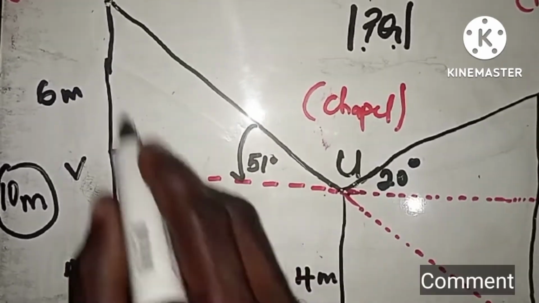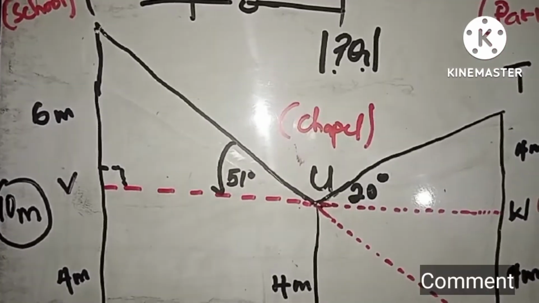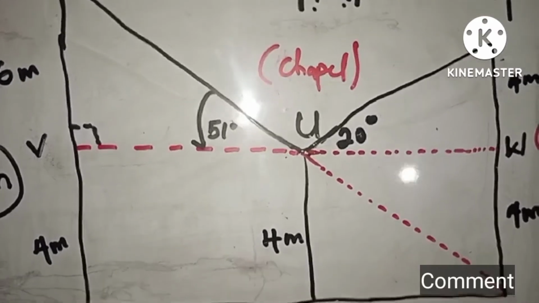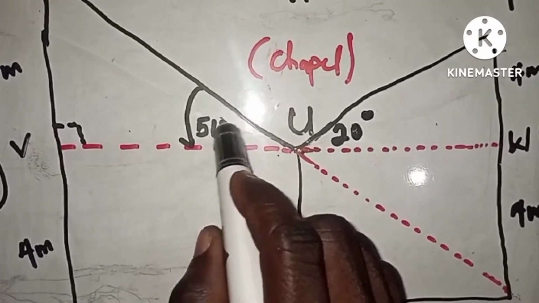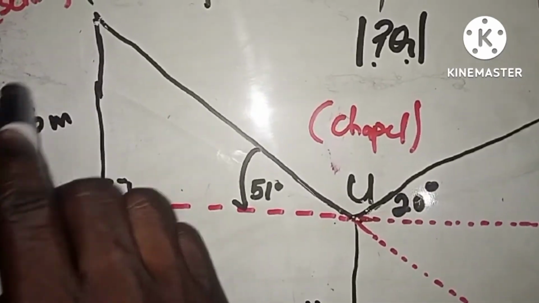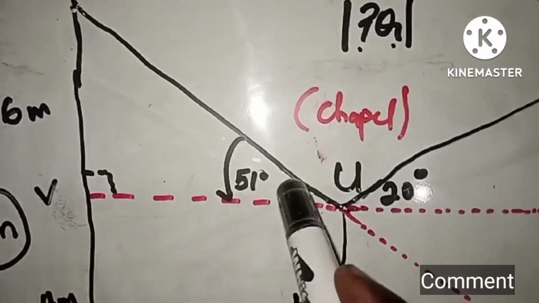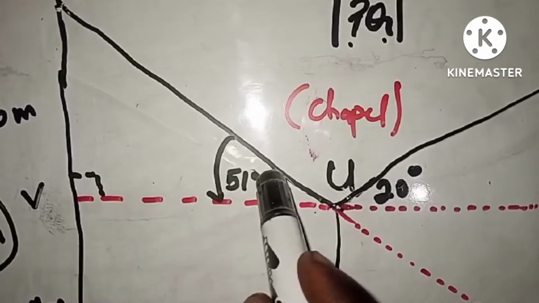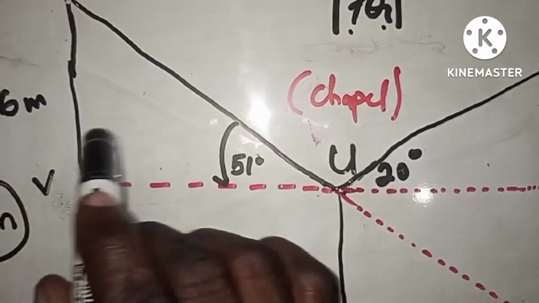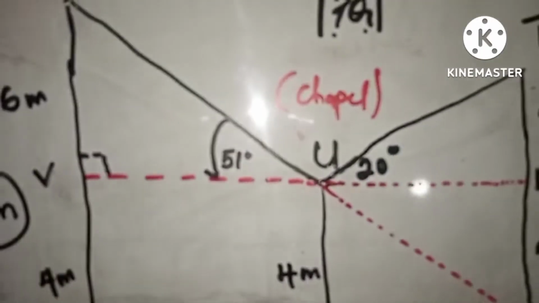Since this triangle has a 90 degrees angle here, we can easily apply SOHCAHTOA. We are going to use tan. Why tan? Because we have 51 degrees here. We know that tan is equal to opposite over adjacent. We are given this portion, which is 6 meters, so that is the opposite. If you are here, this guy will be the opposite. Down here is the adjacent, and then here will be the hypotenuse.